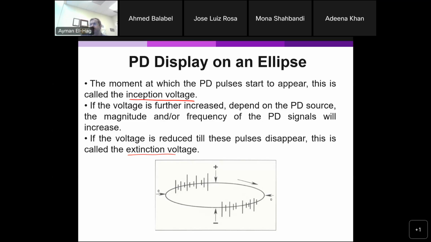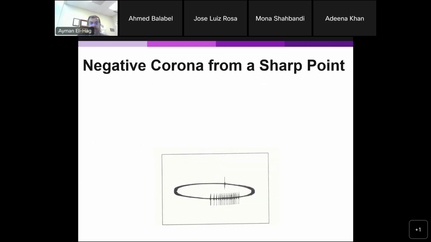It's much harder to tell the type of partial discharge, especially when you have multiple sources of partial discharge. But this will at least give you an idea: if we have a controlled partial discharge, they have basically a controlled pattern. So let's start here. When we have a sharp point, meaning it's corona, this is a partial discharge coming from corona.